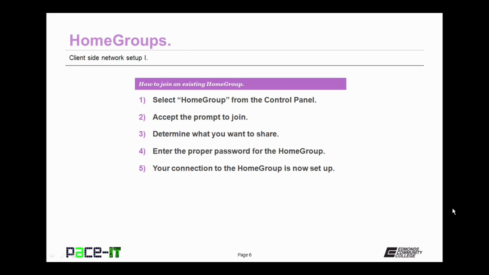So once a home group is created, how do you get other PCs to join it? Well, you select the home group utility from the control panel. If a home group has already been created, you will get a prompt to join it. Then you determine what you want to share with the home group. Then you enter the proper password for the home group. Remember I told you to write it down earlier? Home groups are now set up.